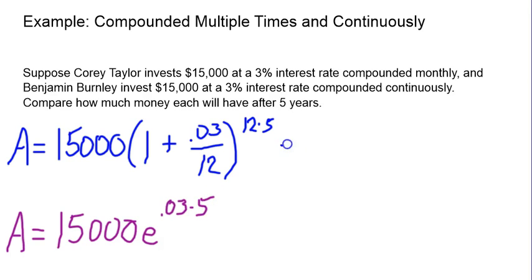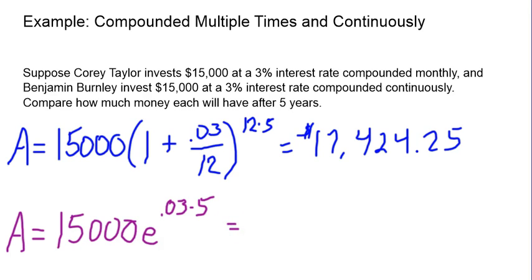So again, if we type these in on our calculators, for the first one we get 17,424.25. And for the second one, we type that in, we get 17,427.51. Okay, so you can see after 5 years, there's only a $3 difference between these.